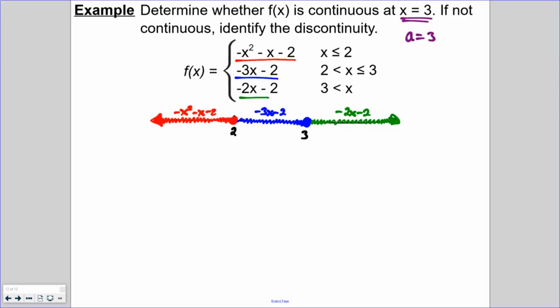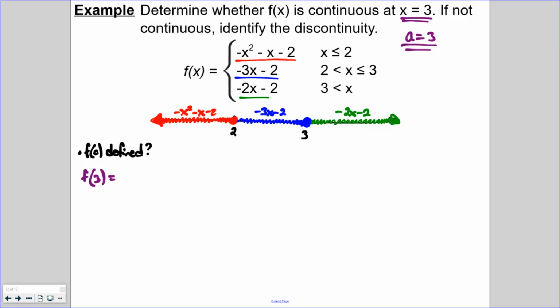Alright, so now we need to check our 3 conditions of continuity, determine whether or not it's continuous. If it's not, identify the discontinuity. So we'll start off with our first condition. F of a is defined. Now remember, we're told that our a value here is 3. So that means we're going to be looking for f of 3.